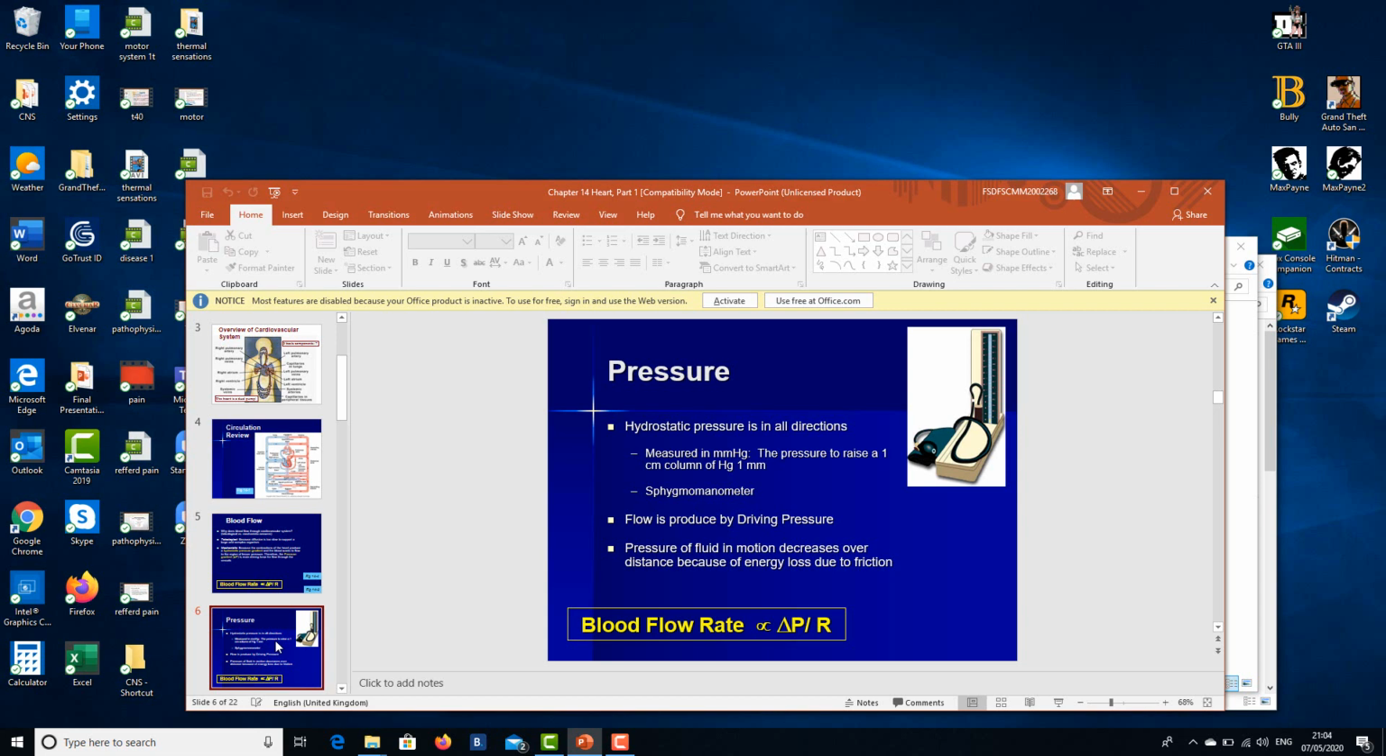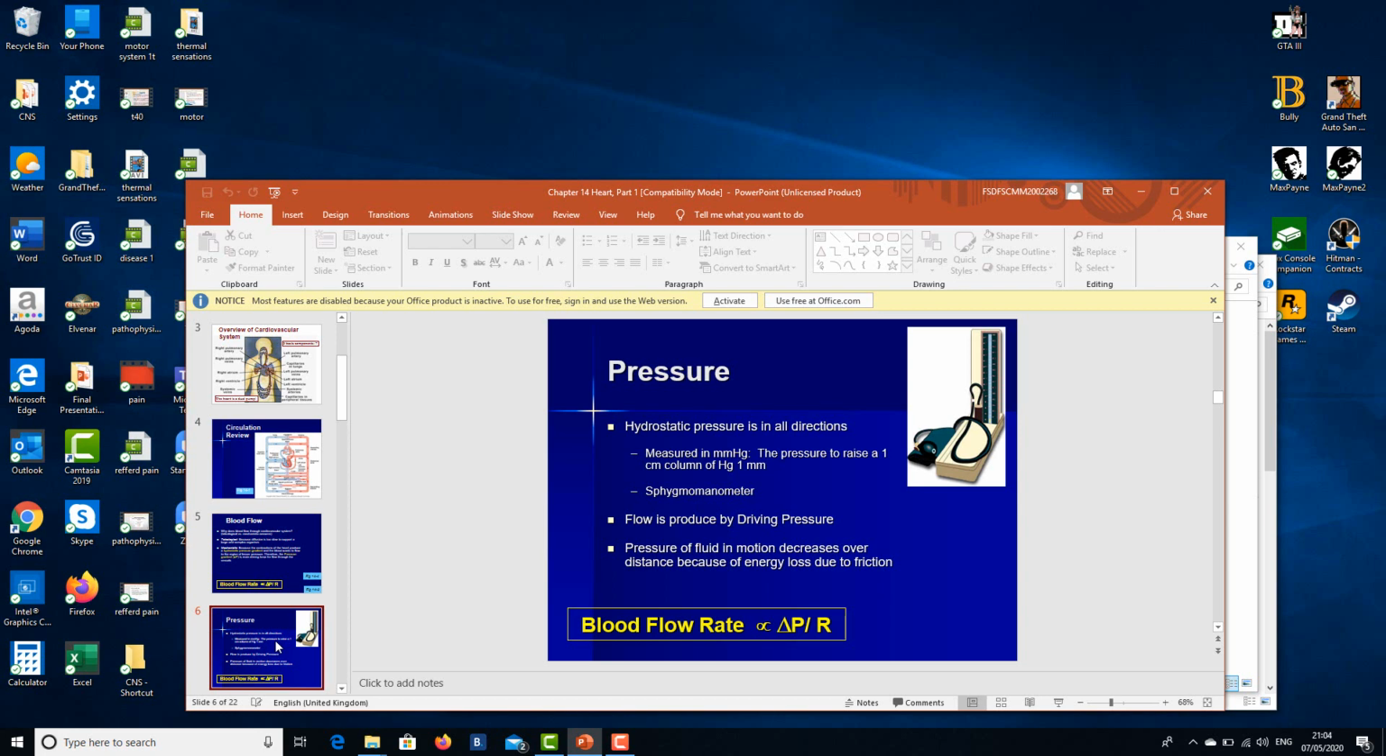And the apparatus by which it is being measured, that is the sphygmomanometer. The flow is produced by driving pressure. Now pressure of fluid in motion decreases over distance because of energy loss due to friction.